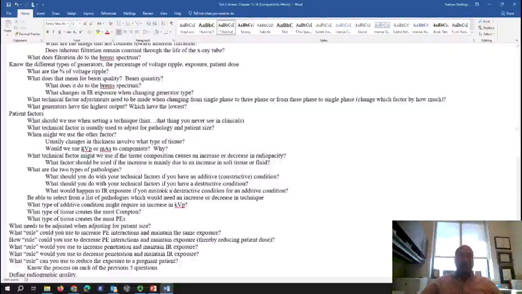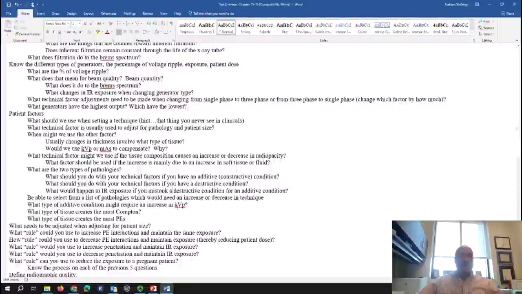So, destructive conditions. What would happen to our exposure if you mistook a destructive condition for an additive condition? So you walked into the patient's room, you see a big distended abdomen, and you assume that's all water, so you increase your technique, and it turns out the patient has a bowel obstruction where you should have potentially decreased your technique. What you're going to have is improper exposure to the image receptor. In the example that I just gave, what you would have is overexposure at the image receptor. So look over your list of pathologies that are in the Bushong book.